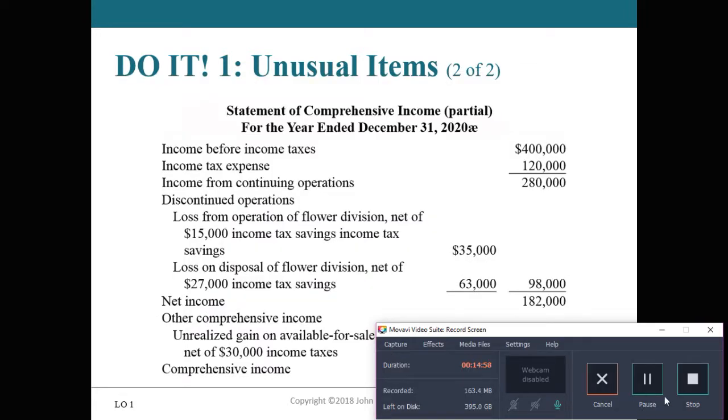Now we're going to go ahead and stop this lecture here, and we'll do the vertical and horizontal analysis together in the next lecture.